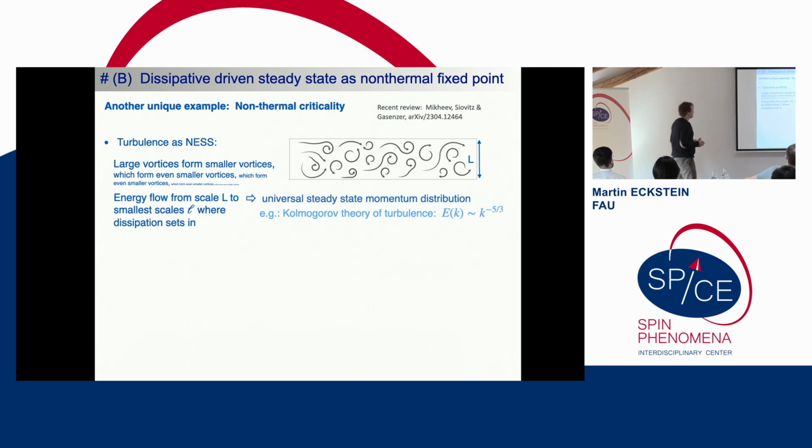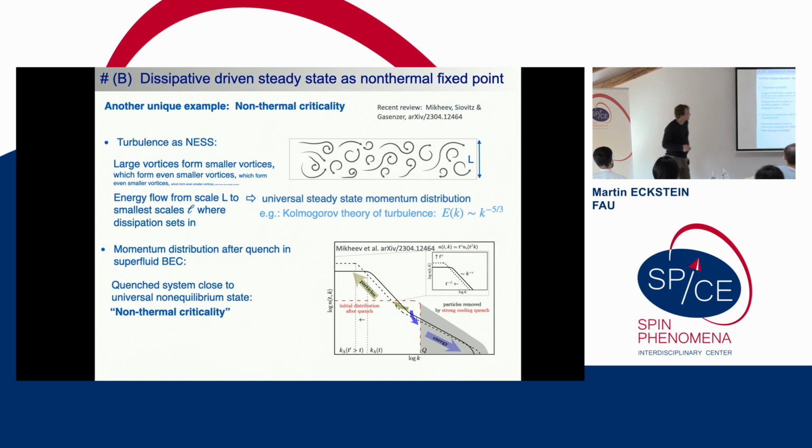And there are some proposals that, for instance, if you prepare a non-equilibrium distribution in a Bose-Einstein condensate or quantum superfluid liquid, for example, a very non-thermal distribution function, then during the relaxation, the scattering of particles will actually transport particles to higher momenta and smaller momenta, and what emerges on a transient scale is such a universal distribution function. So then you really have a quasi-stationary situation which can be nearly described by a dissipative state. This has also been called non-thermal criticality.